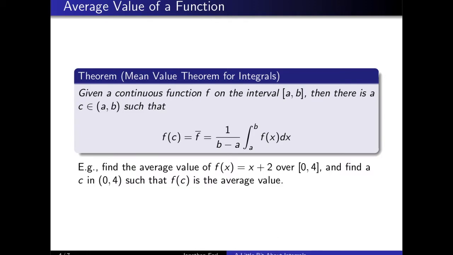Okay, so we had a mean value theorem for derivatives, and we also have a mean value theorem for integrals. So if we start off with a continuous function on the interval a to b, there will be some c in between a and b, so that f of c is going to be this average value. So what we'd like to do is just do an example of that. So let's find the average value for f of x equals x plus 2 over the interval 0 to 4, and then we'll find the c so that f of c is the average value.